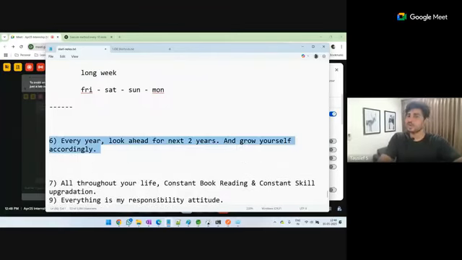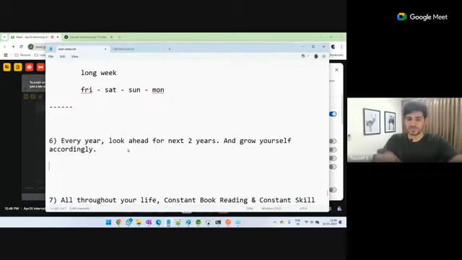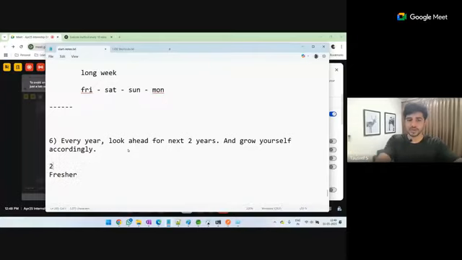Every year, look ahead for the next 2 years and grow yourself accordingly. The concept is very simple. As soon as you get the job, you're entering as a fresher. Where should your thought process be? Your competition is not people at your same level. The other freshers, the kids, are not your competition. Your competition should be a person having 2 years of experience.